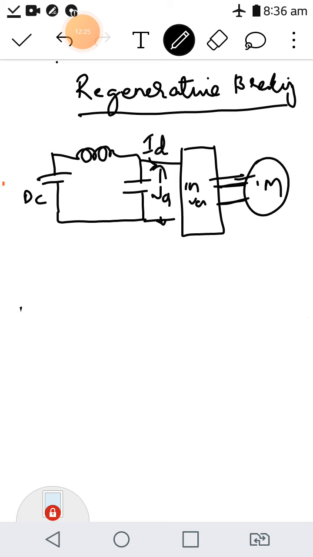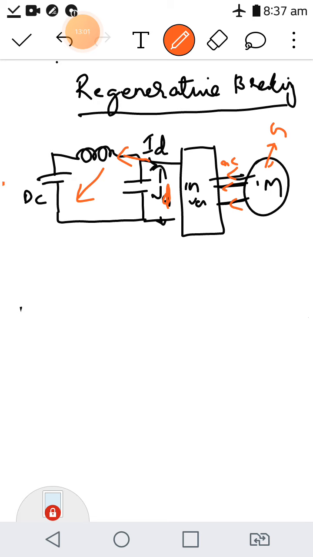In this machine the regenerative braking happens when the machine acts as a generator, and immediately power flow reverses. Power flow reverses means this AC will be converted back to DC here, and this DC is effectively fed to the DC source. And this is the meaning of regenerative braking. If you are using this type of drive, where you are connecting the VSI directly to a DC source, the regenerative braking happens naturally.